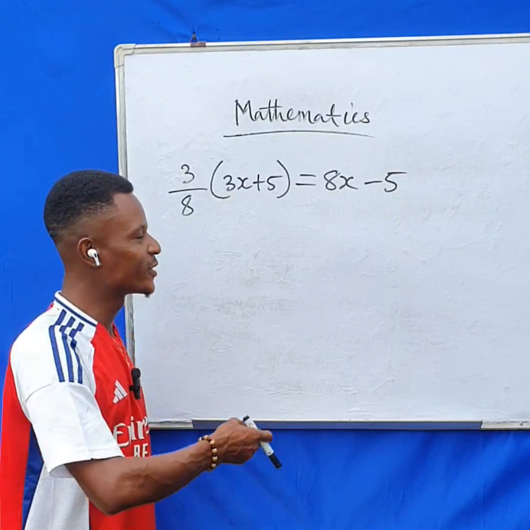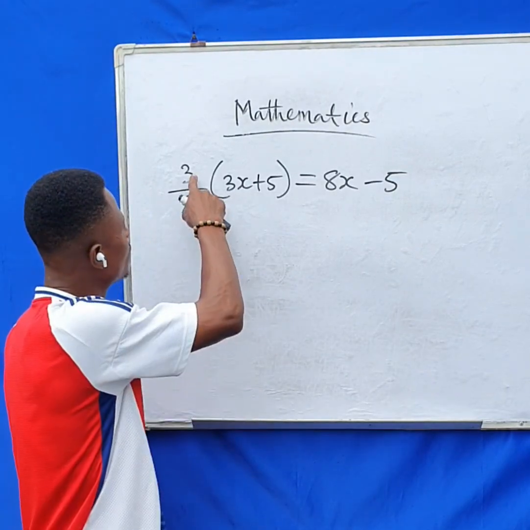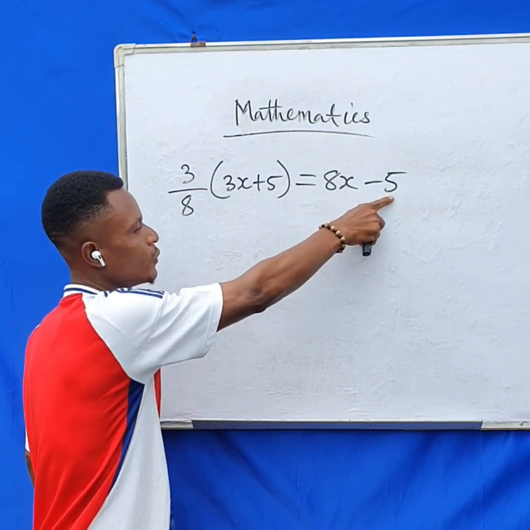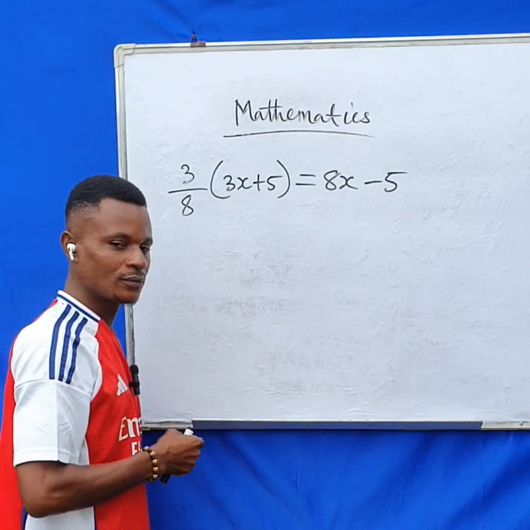Let me show you how to solve this kind of math question on the board. We are given 3 over 8 into 3x plus 5 equal to 8x minus 15, and we are expected to find the value of x.